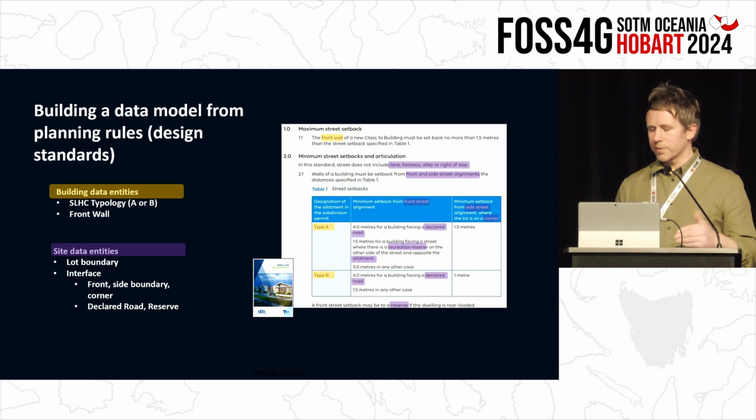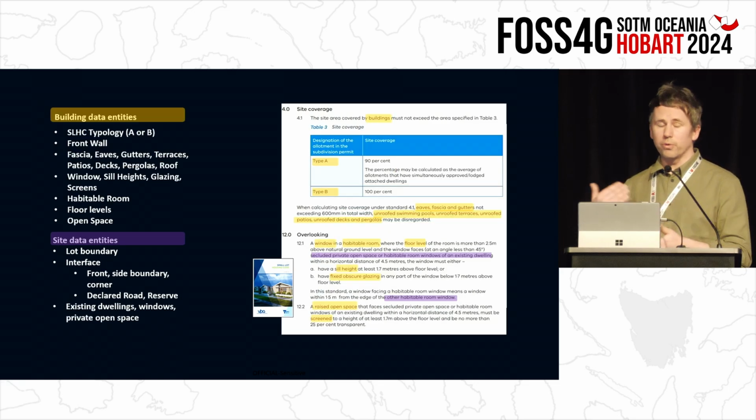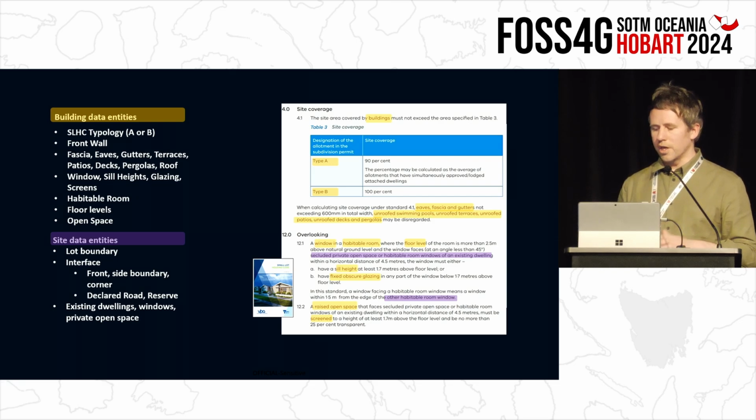As we go through this, we can start to build up all of the different entities within the building design we need to identify, as well as the site data. And as we go through all those planning rules, we build that up and up and up. So now in the building model, if we're considering site coverage and overlooking, we've got fascias, eaves, gutters, terraces, patios, decks, pergolas, and the roof. Many of those will actually come out of the box inside of BIM. However, when we start to think about open space, within BIM there's no tag that says open space. So that's where we have to create additional classifications that the designers can leverage.